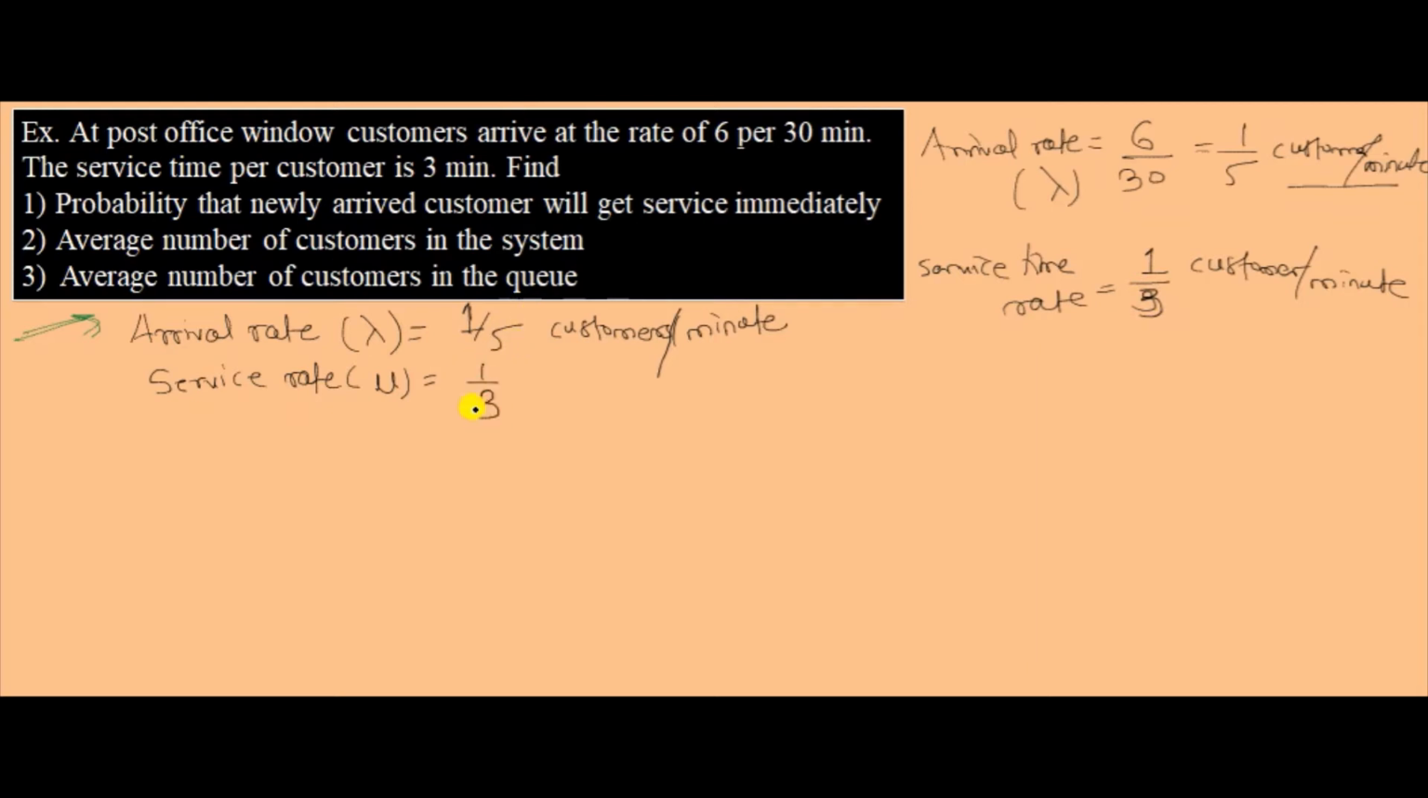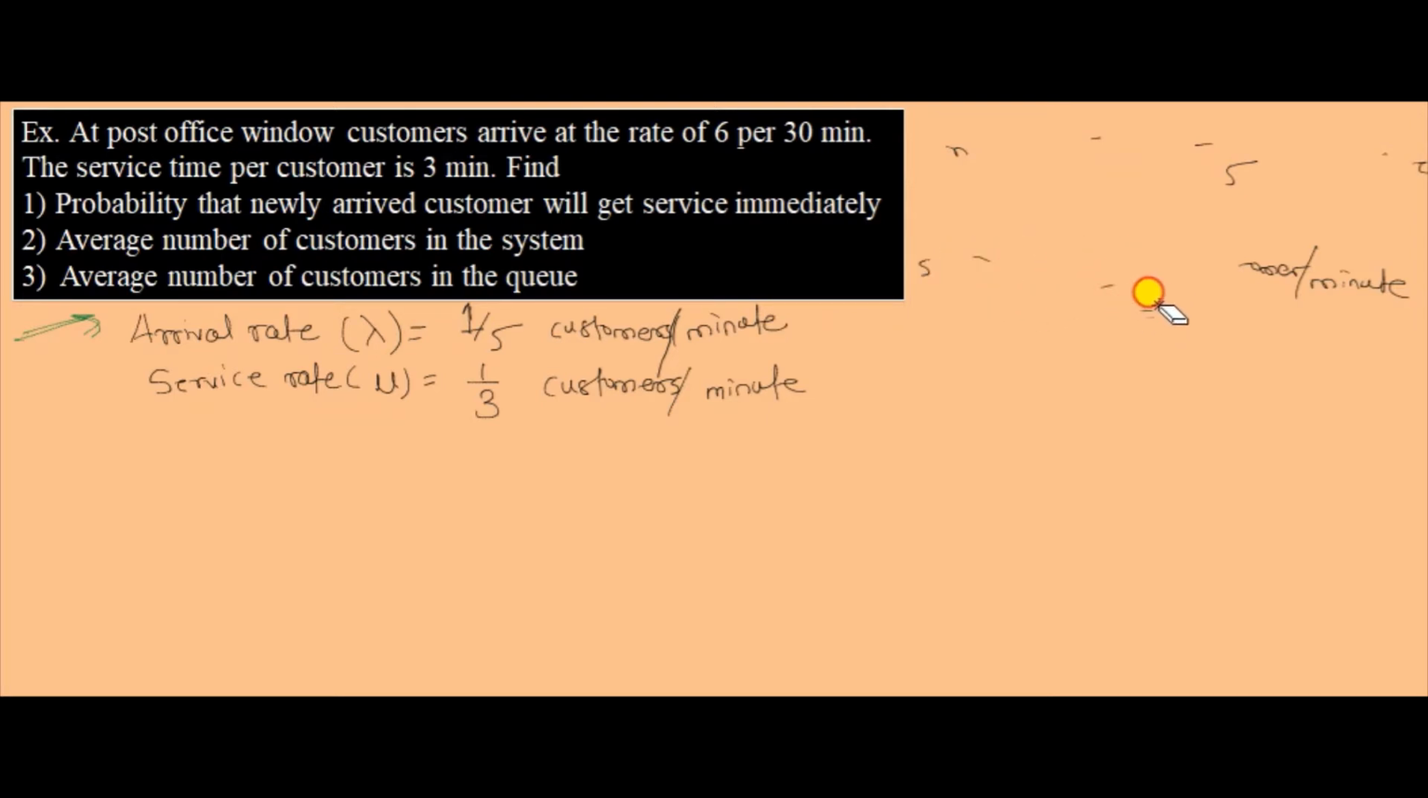Here we will keep it as it is, because when we convert 1 by 3 into 0.33, it is not an actual conversion, because 1 by 3 is an unending decimal, 0.333 continues forever. So 1 by 3 customers per minute is the service rate. We have got the arrival rate and the service rate. Only these two parameters are required, through which we can easily get all the remaining parameters that have been asked. So lambda we have got and mu we have got.